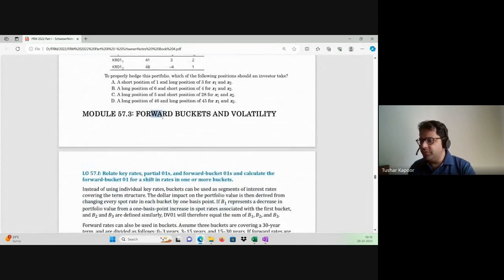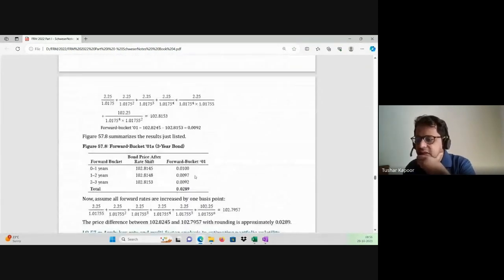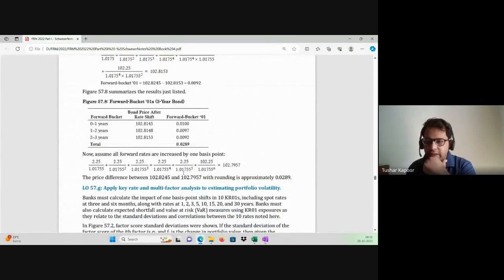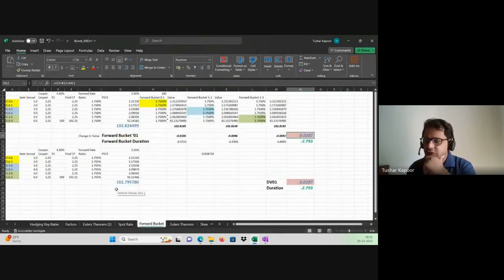Now we come to the concept which talks about the forward bucket and the volatility. This concept is not explained in a very good way here, so I have a spreadsheet which I have created for the same thing to explain the concept. The concept essentially talks about the fact that your forward bucket 01, which is nothing but a DV01 for that matter, is going to be the sum total of KR01s.